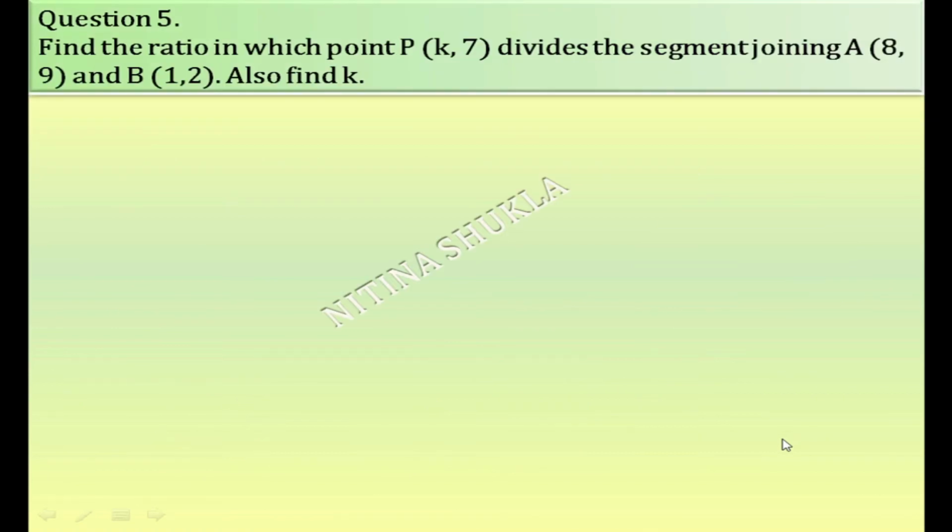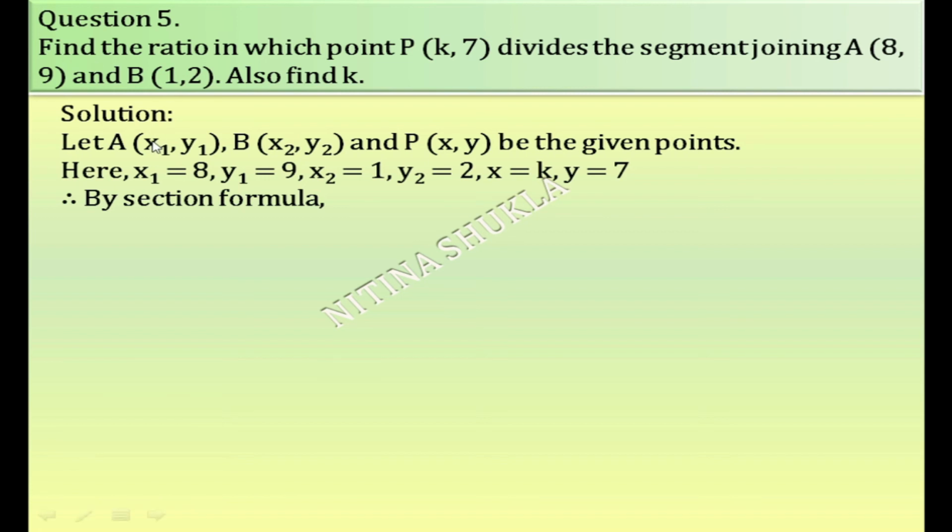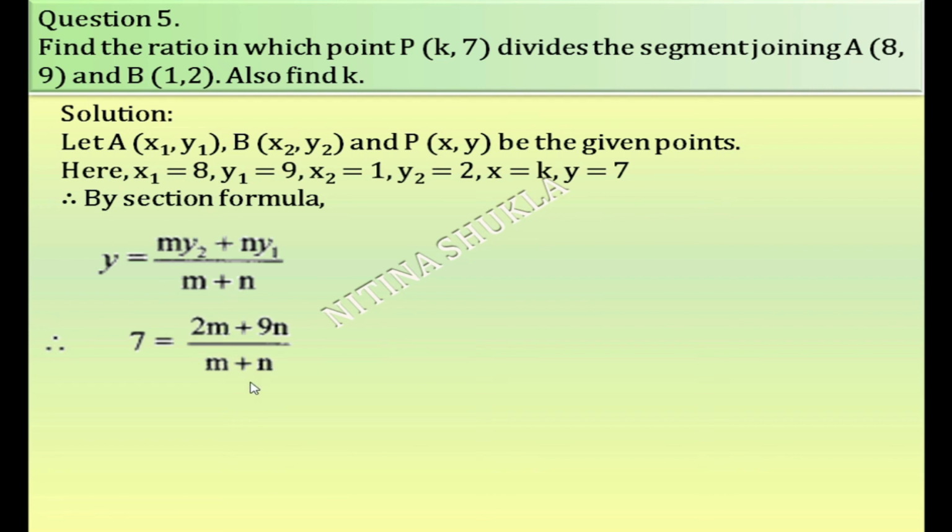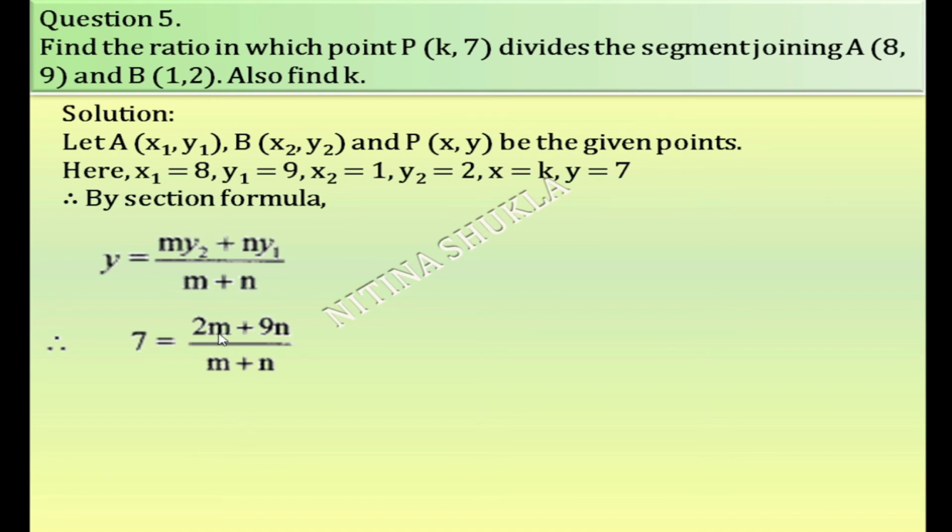Next question. Figure again. Find the ratio in which point P, which is (k, 7), divides the line segment joining these 2 points, which is A and B. Also find k. So what do we write? As usual, we write A is x1, y1, B is x2, y2, P is x, y, be the given points. Then you just write the formula. Writing the formula, substitute the values. What are you substituting? In place of m, you are substituting nothing. But y, you know it is 7. So substitute the values accordingly.